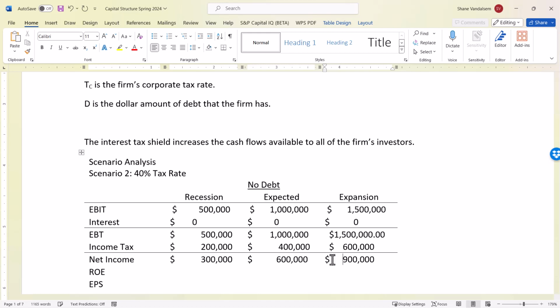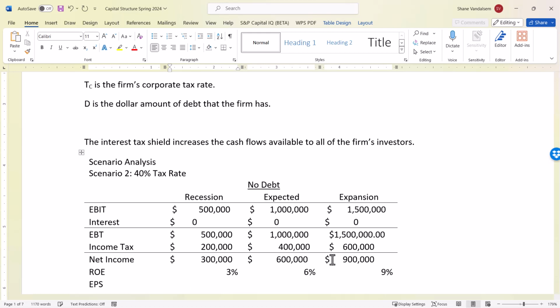So the equity for the firm would stay the same at $10 million. Okay, so the firm has no debt, going back to the original scenario. So our ROE would be $300,000 divided by 10 million, or 3% in the recession. It would be 6% in the expected economy and 9% in the expansion. The number of shares outstanding is still 500,000 shares.